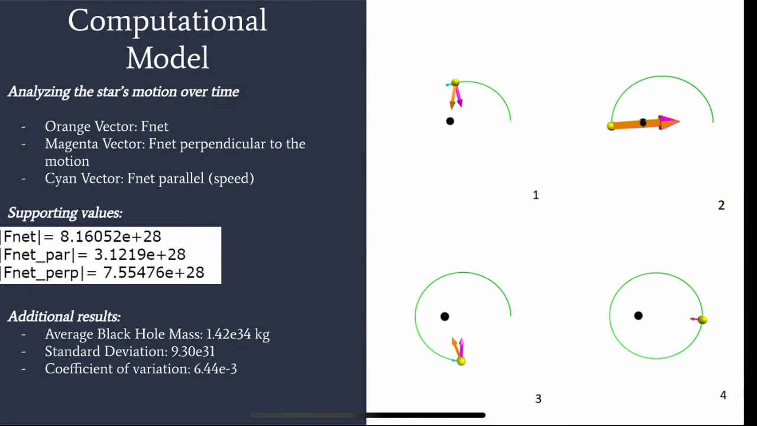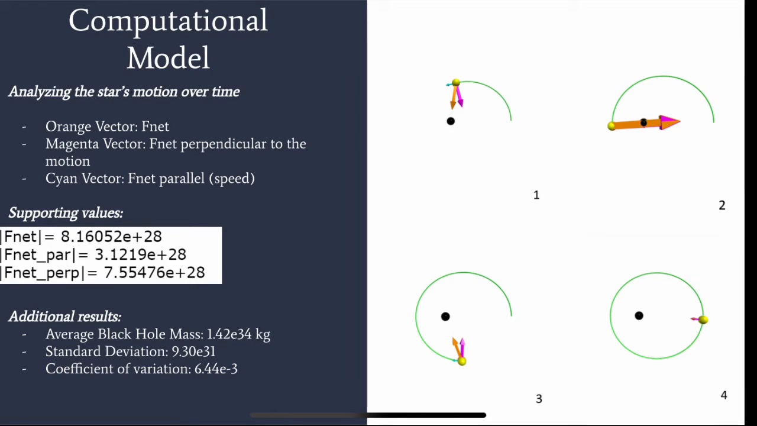After running the code, we can see the star's orbit at 4 different times. In the animation, the orange vector represents F-net, the magenta vector represents F-net perpendicular, and the light blue vector represents F-net parallel. Below you can also find the calculated magnitudes of each. One thing to note is that F-net is always pointed towards the black hole because of the gravitational force only acting between the two objects.